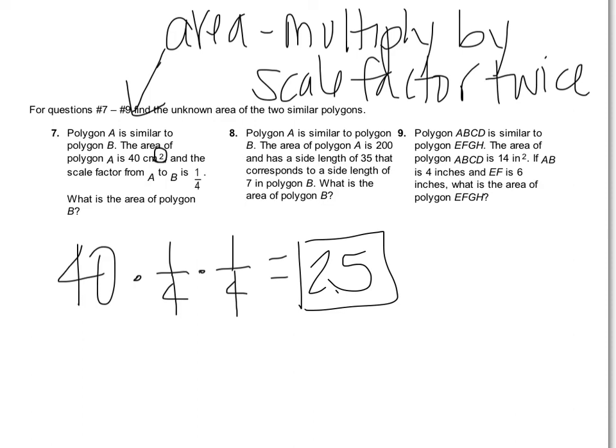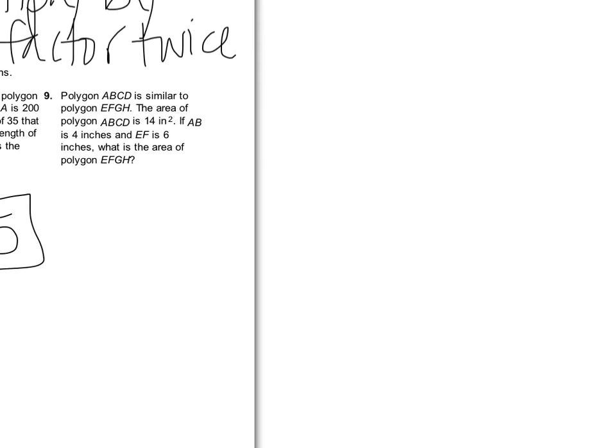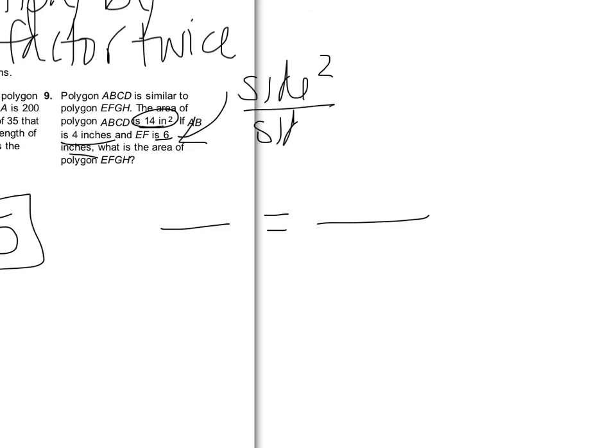Number 9 says polygon ABCD is similar to polygon EFGH. The area of polygon ABCD is 14 inches squared. If AB is 4 inches and EF is 6 inches, what is the area of polygon EFGH? So this time they've given us an area. They've given us 2 side lengths, so I need to set up a proportion. And remember, because it's area, it's going to be our side squared over our side squared. So my sides are 4 and 6.